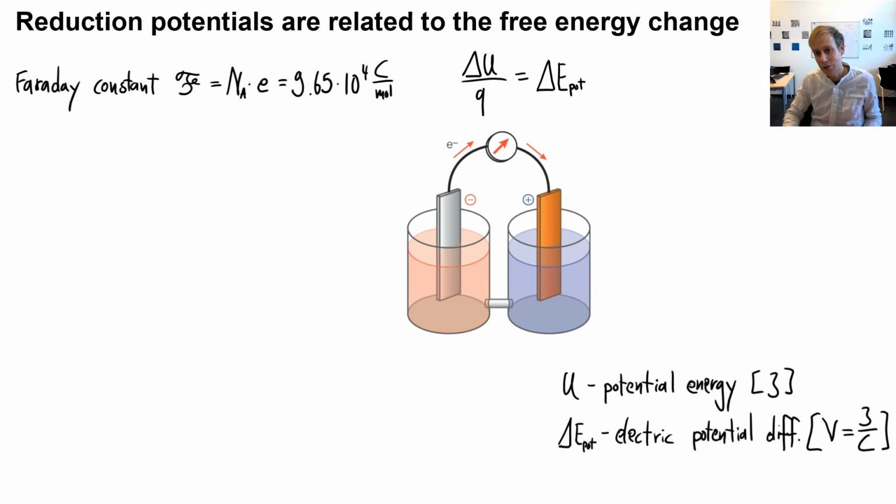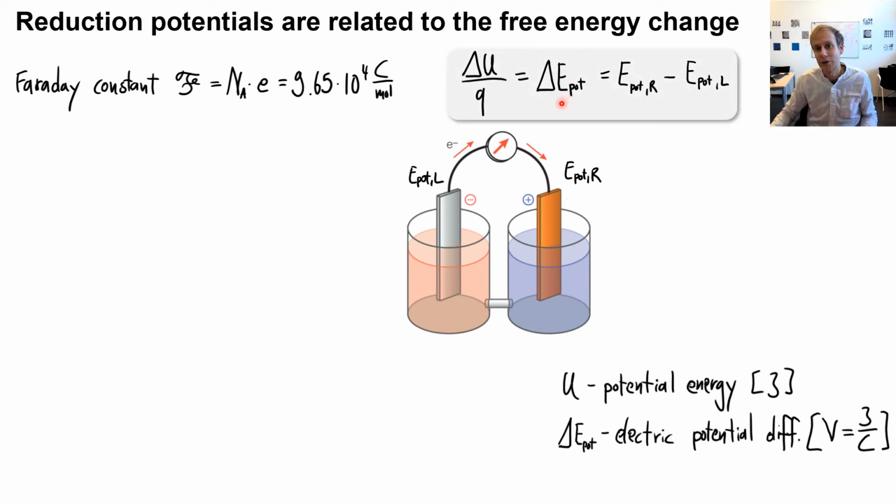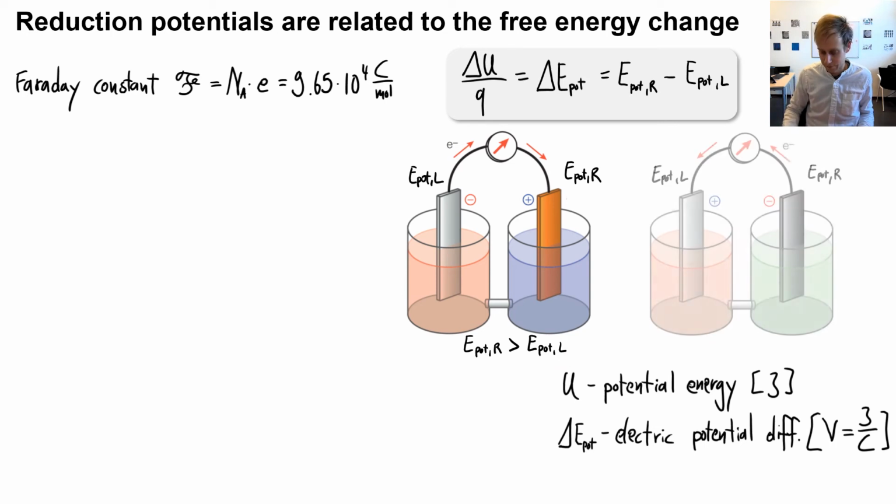So here in this electrochemical cell, we have an electrode on the right that has an electric potential, and an electrode on the left that has an electric potential as well. So per definition, the difference between the electric potential of these two electrodes is the potential on the right side minus the electric potential on the left side. In this case here, actually, the electrons flow from left to right, and the electric potential of the electrode on the right is larger than the electric potential of the electrode on the left.